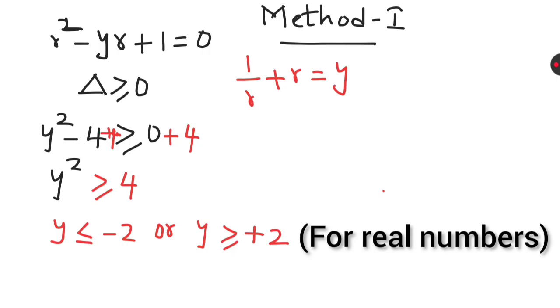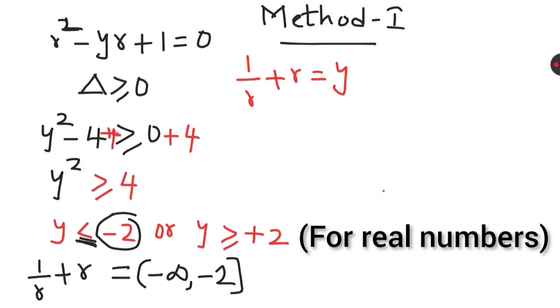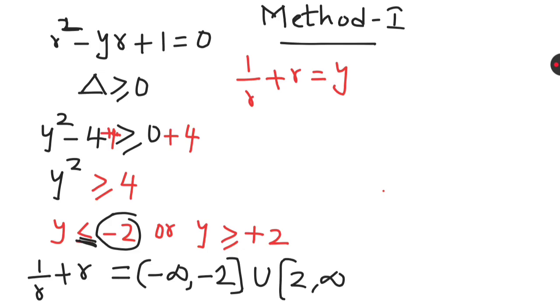If you write the range for y less than or equal to minus 2 or y greater than or equal to plus 2, here y is nothing but 1 over r plus r. So the range is minus infinity to minus 2. We have an equal sign, so here you have to use a closed bracket. Then union, for plus 2 also we have an equality sign, so use a closed bracket, then up to infinity. This is only for 1 over r plus r.